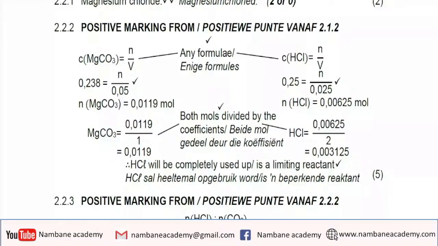So if you are already seeing that this learner, for both reactants, has divided by the stoichiometric coefficient, that learner will get 1 mark for that. So that will be our 4th mark.